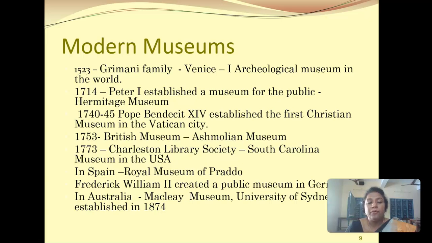Then in 1753, the British Museum was established. In 1773, in South Carolina, the Charleston Library Society established a new museum, followed by many other museums, such as the Royal Museum in Spain. Then Frederick II created a public museum in Germany and Austria in the year 1874. So many museums were established later.